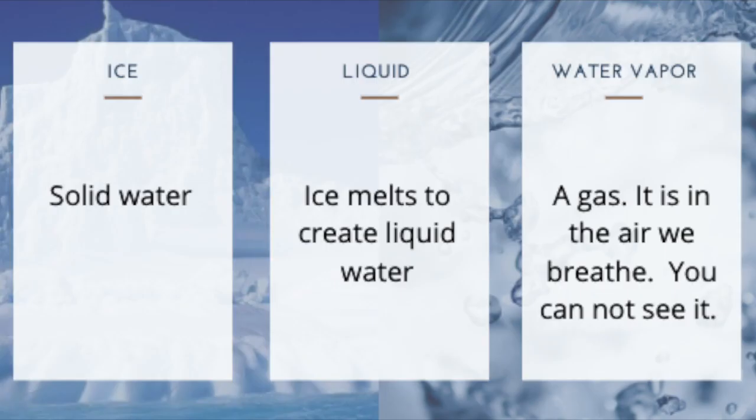Water can exist as a solid, a liquid, and a gas. Ice is an example of solid water. Ice melts to create liquid water. That's what we drink. Water can also be a gas: water vapor. It is in the air we breathe, but you cannot see it.